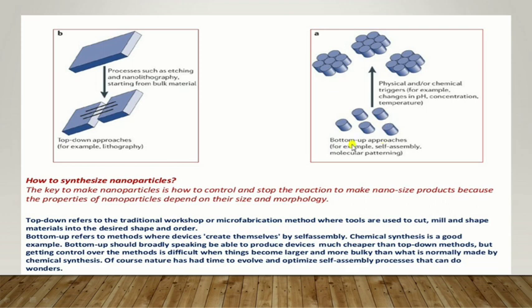Here we have taken small atoms or an assembly of a molecular pattern. Now some physical condition or chemical condition triggers these atoms, conditions like change in pH or concentration or temperature, and these atoms will combine together and form the clusters, and these clusters will form the nanoparticles. This is called the bottom-up approach.